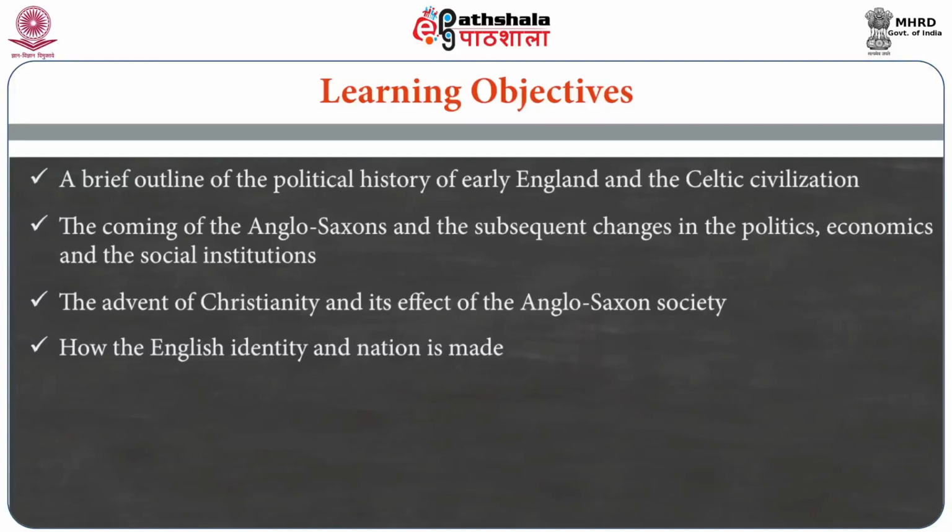In this module, we are going to study a few things. Number 1, a brief outline of the political history of early England and the Celtic civilizations, the coming of Anglo-Saxons and the subsequent changes in the politics, economics and the social institutions, the advent of Christianity and its effect on the Anglo-Saxon society, and how the English identity and nation is made.